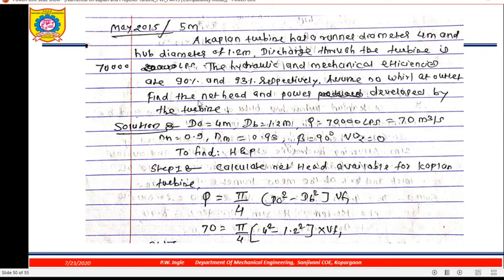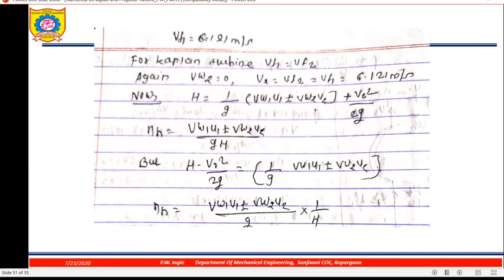So now next. A Kaplan turbine has a runner diameter of 4 meter and hub diameter 1.2 meter. Discharge to the turbine is 70,000 LPS. Hydraulic and mechanical efficiencies are given and Vw2 is 0. So Q equal to π/4 (D0² − Dh²) × Vf1. So we will get Vf1. Now Vf1 equal to Vf2, Vw2 is 0.